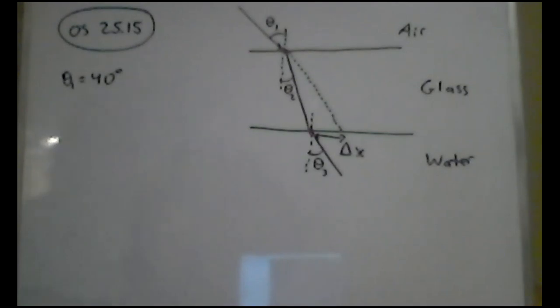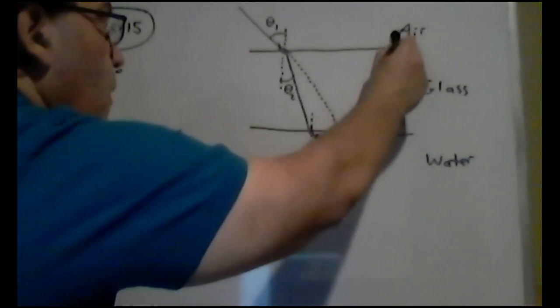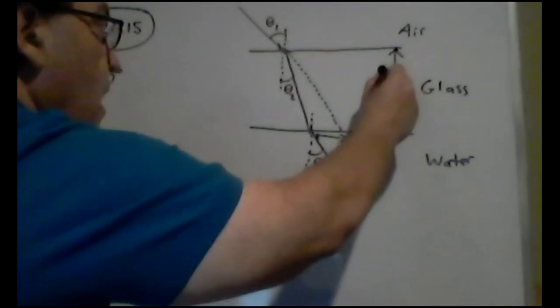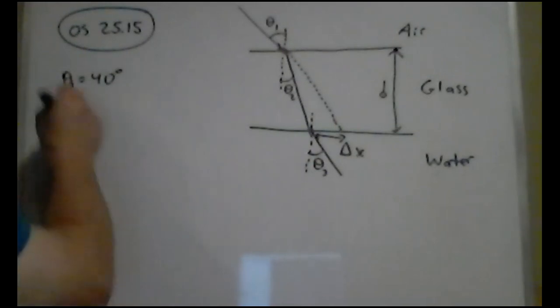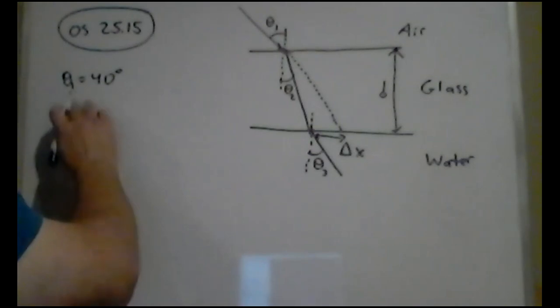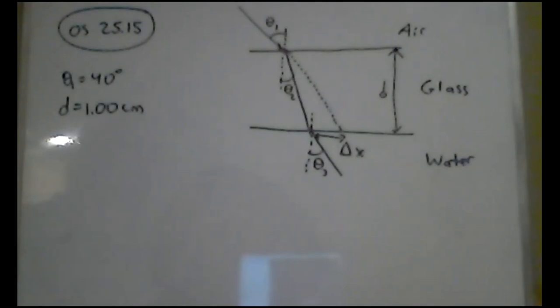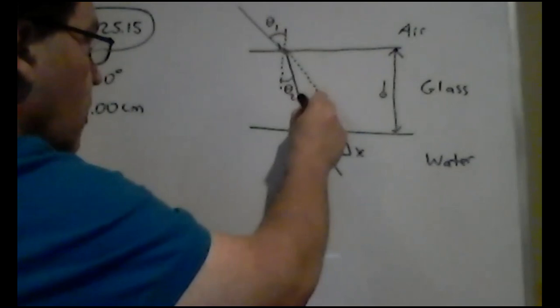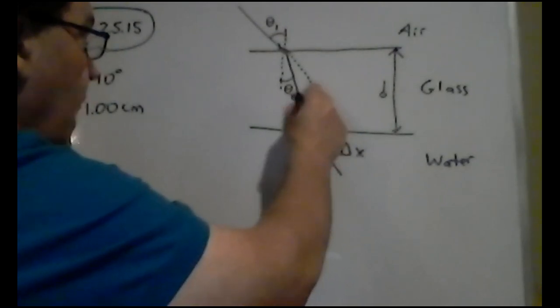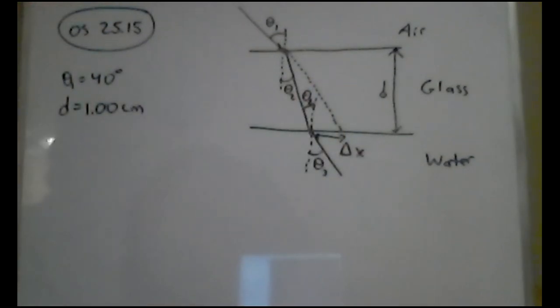Okay, and then the thickness of this glass is d. And d, we're told, is 1 centimeter. Another thing to note here is that by symmetry, this angle is also theta 2. Again, that's just from geometry.